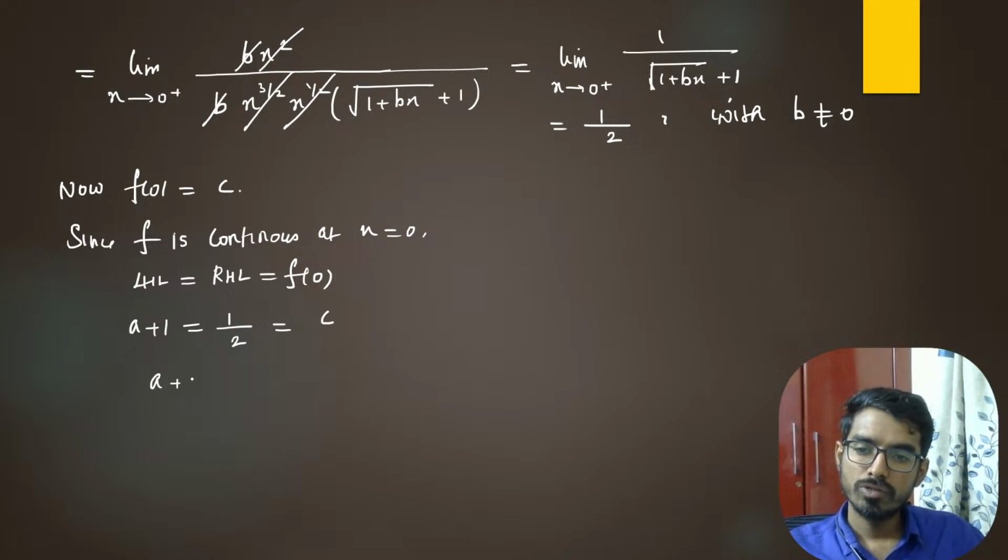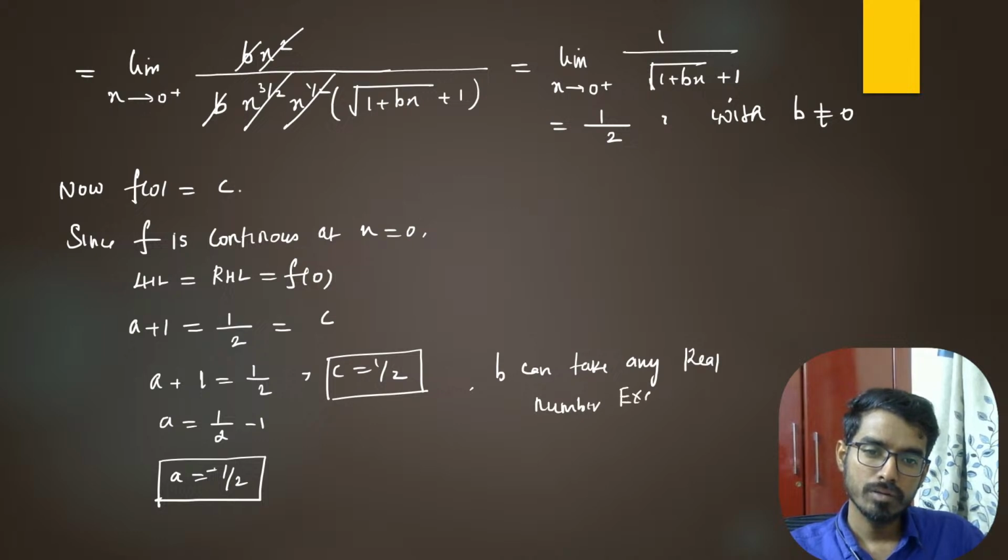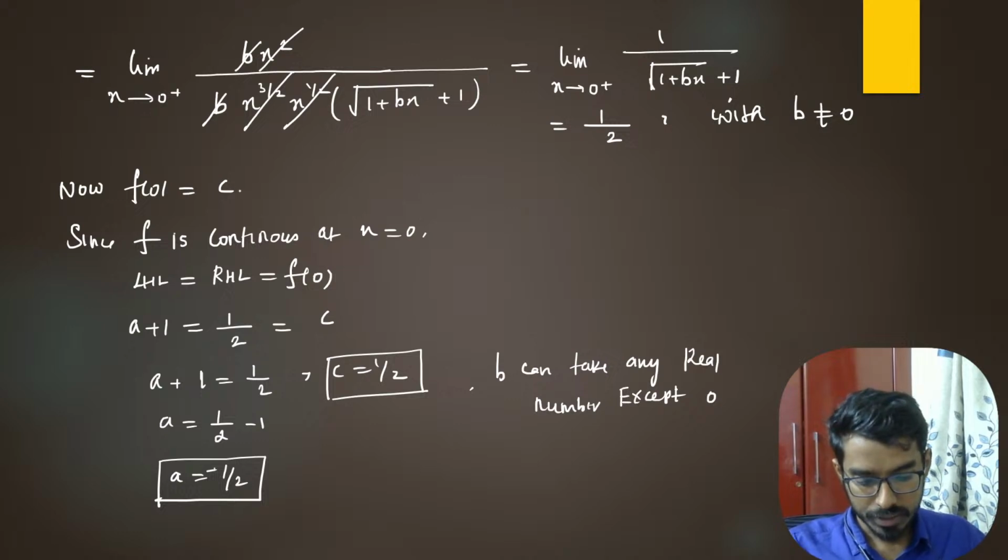So that's it. a plus 1 is equal to 1 by 2. That means a is equal to 1 by 2 minus 1. The value of a is minus 1 by 2, and also c is equal to 1 by 2. See, this limit does not depend on b, but here there is a condition for b. So b can take any real number except 0. Right? So that's it.